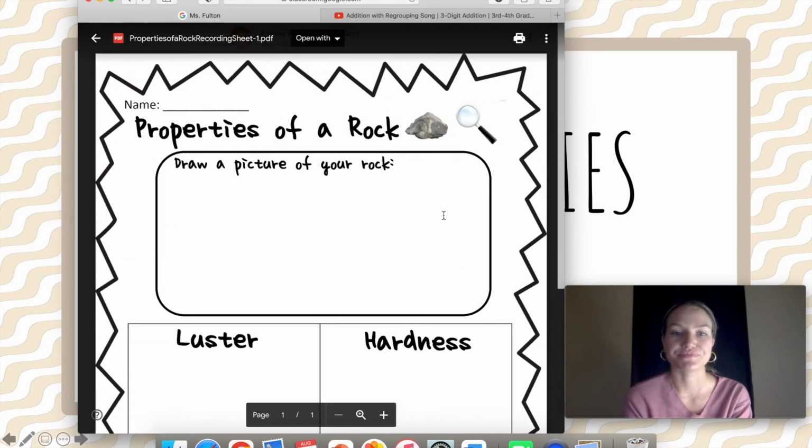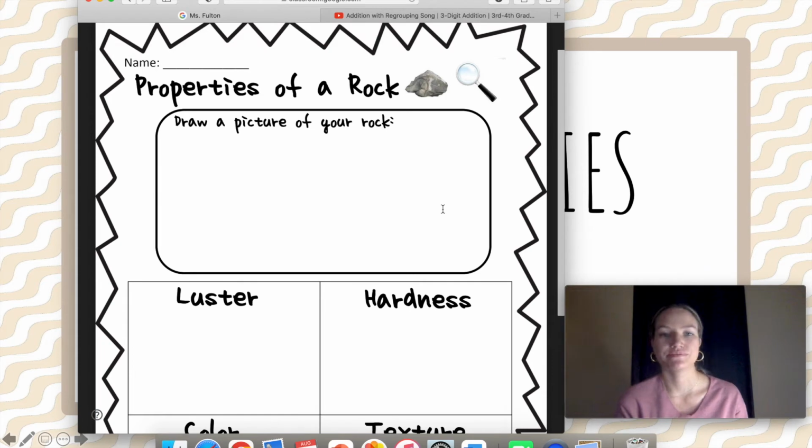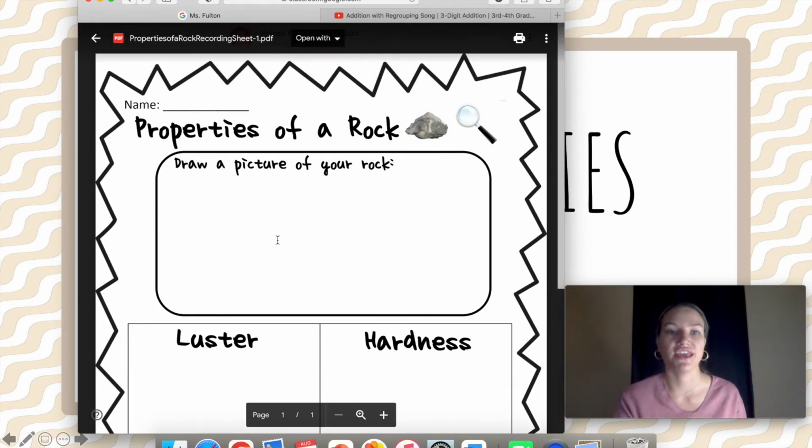So for this, I need you to go out in your yard with your parents and you're going to find a rock. It can be any rock. It can be an ugly rock. It can be a pretty rock. It can be any sort of rock you can find. I know you can find some sort of rock somewhere outside. Okay, so you're going to find a rock, and with your parent, you are going to go through the properties of a rock worksheet and fill it in.